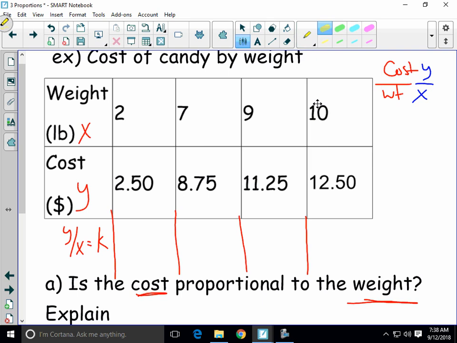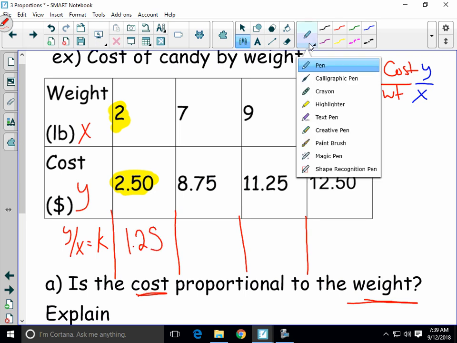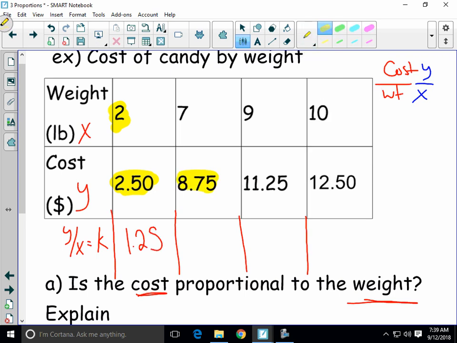Okay, so this first one, the y is 2.50. So 2.50 divided by 2. You get 1.25. 8.75 divided by 7. 1.25. Now you do have to keep going. You have to check all parts of this table because you want to make sure they are all the same. Okay, 11.25 divided by 9. Yep, that still works. And then the last 12.50 divided by 10.